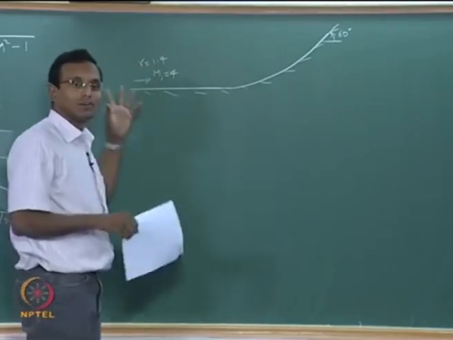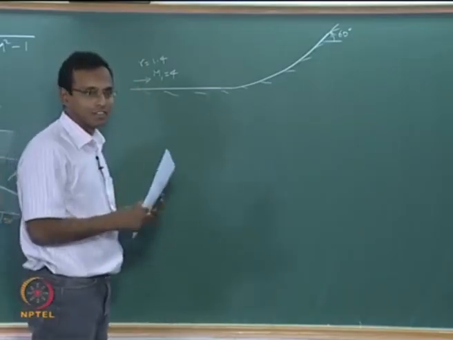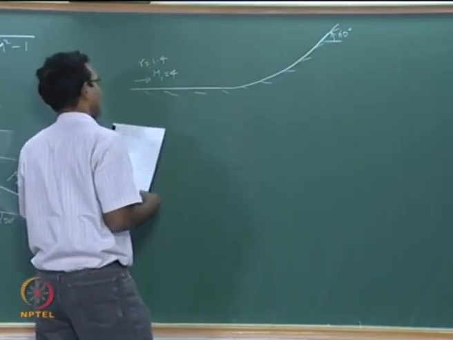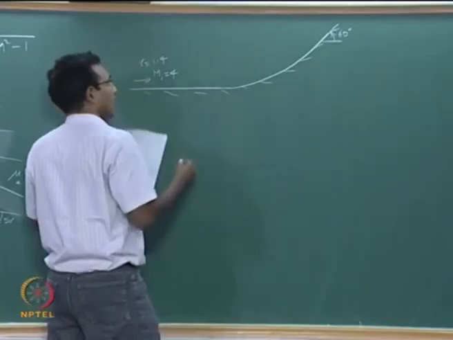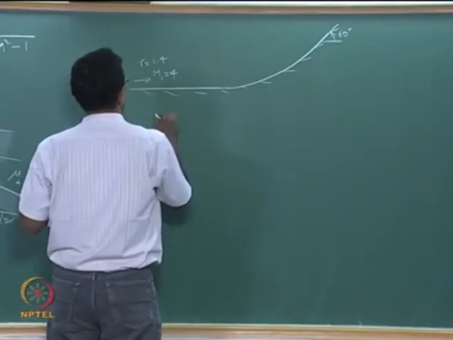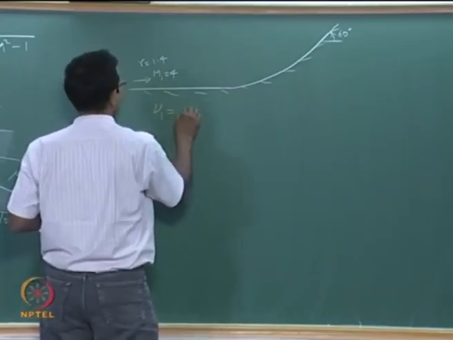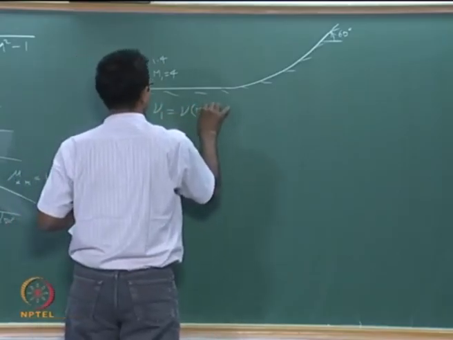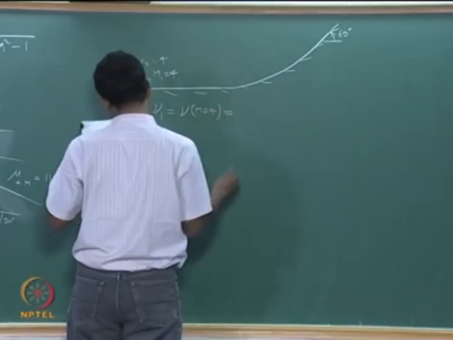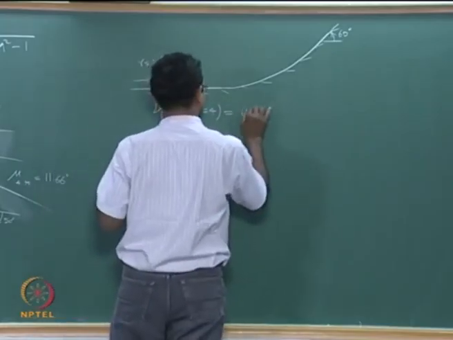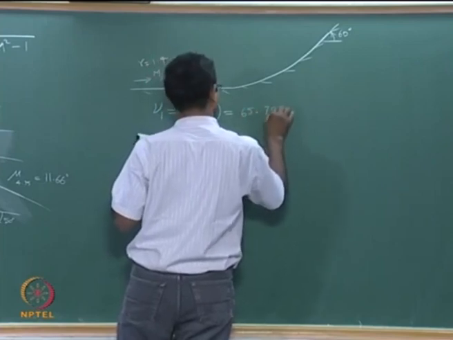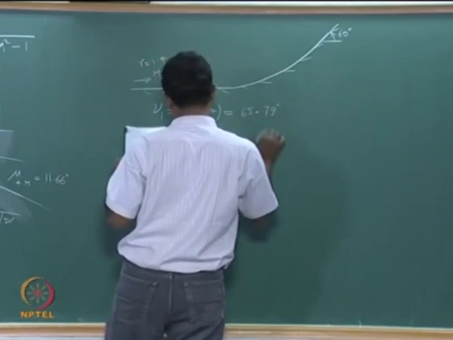We are not currently worried about finding the pressure and temperature, if needed we can do it, we will do it in some other example following this. Okay. How will I work on this problem? Exactly the same way, nu 1 will be nu at M equal to 4, this value you get from tables, that value happens to be 65.79 degrees.